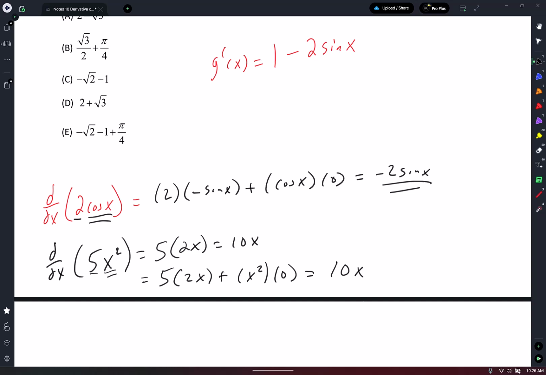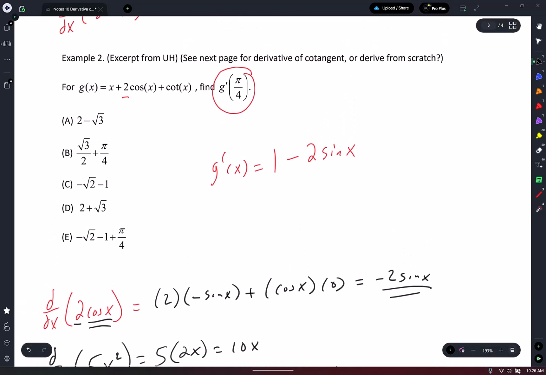Do you guys see what I'm talking about? So if you have a constant in front of your trig, there's no need to do product rule or anything. Just take the derivative of cosine, leave the constant alone. So the derivative of 2 cosine x is negative 2 sine x. Are we cool? Okay. Did I answer all your questions?